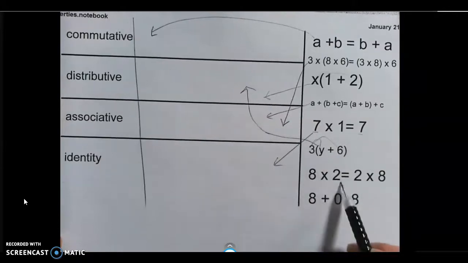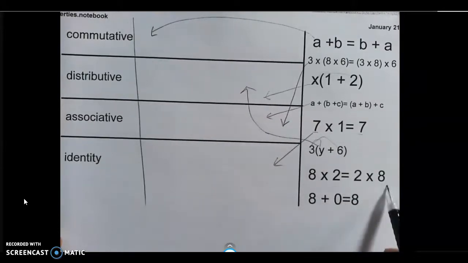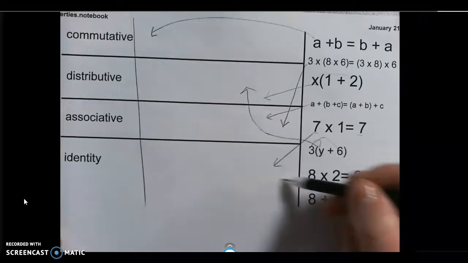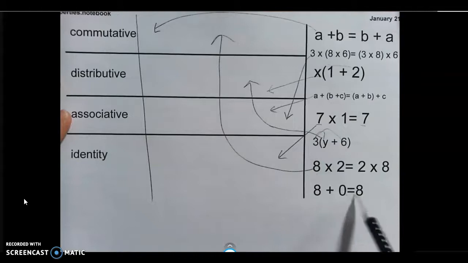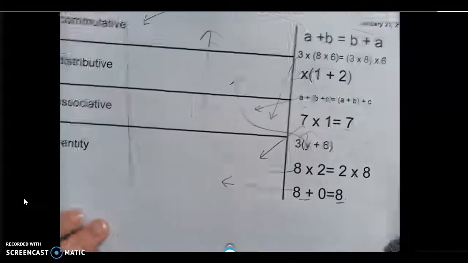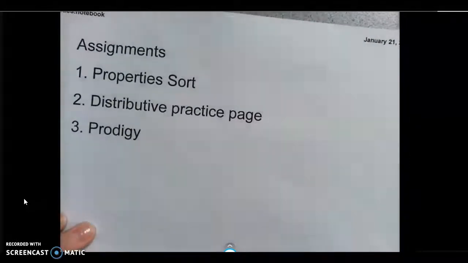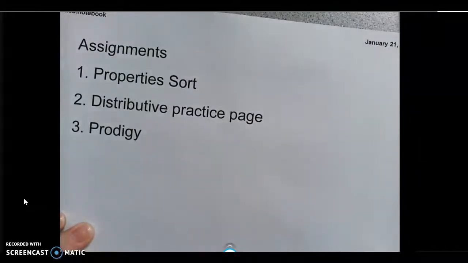And then 8 times 2, 2 times 8. The order does not matter. That is commutative. Yay. And then the last one, 8 plus 0 equals 8. The identity didn't change, so this is identity. All right. So today in math, I taught you the properties of addition and the properties of multiplication.